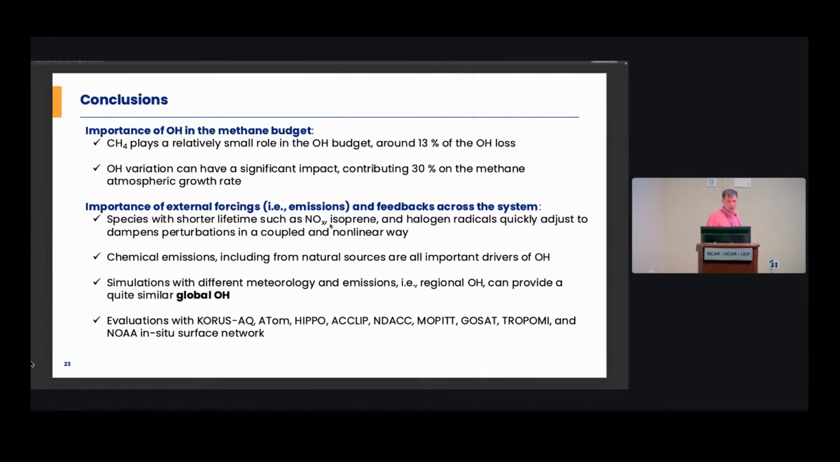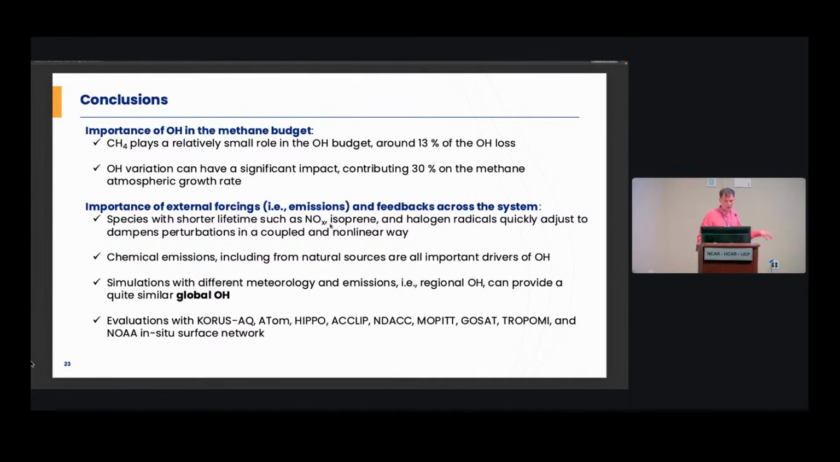So OH is very important in our Earth system model to estimate the methane variations, with large uncertainties due to external forcings and feedbacks in natural emissions such as lightning NOx and biogenic emissions, and halogens are playing a role in buffering the OH to perturbation.